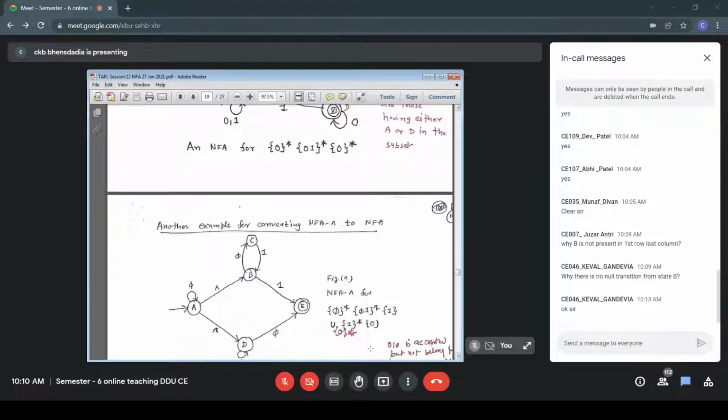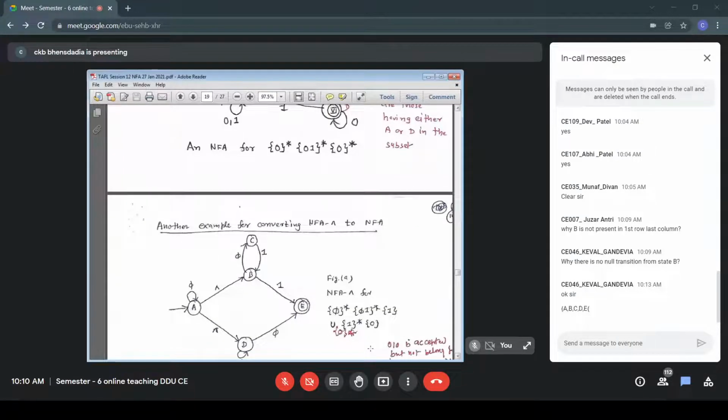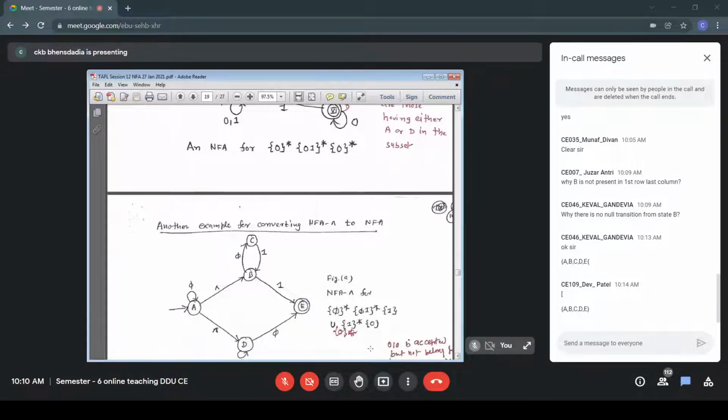Tell me delta star A0. Keval is saying A, B, C, D, E. Okay, correct. Dev, what are you saying? I didn't get. Yeah, that is A, B, C, D. That is absolutely fine.